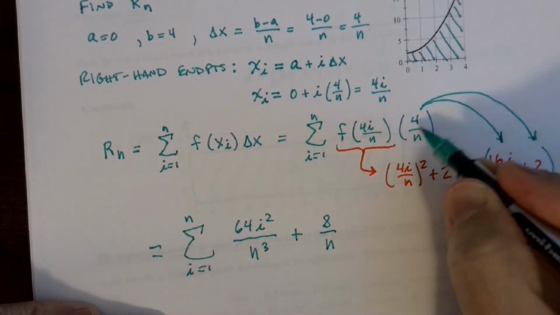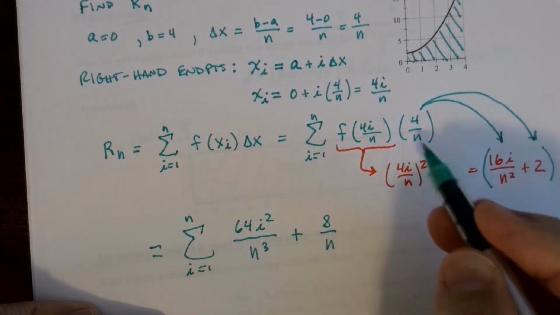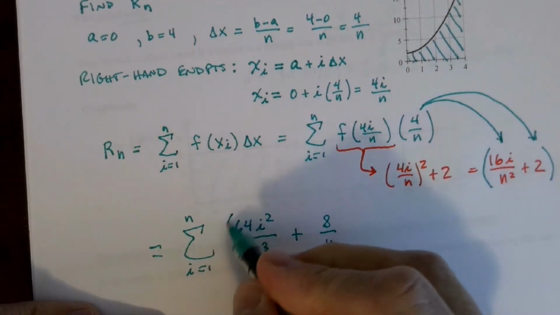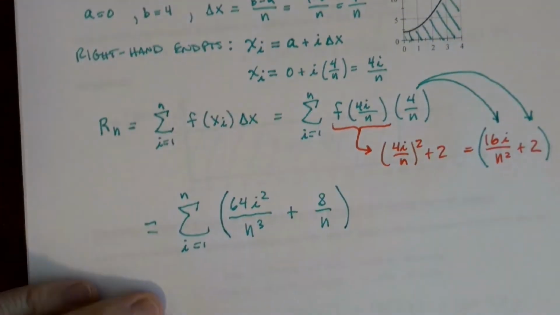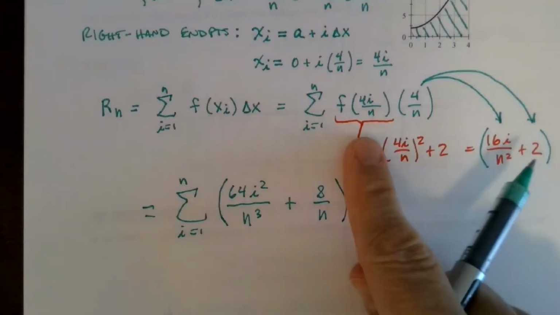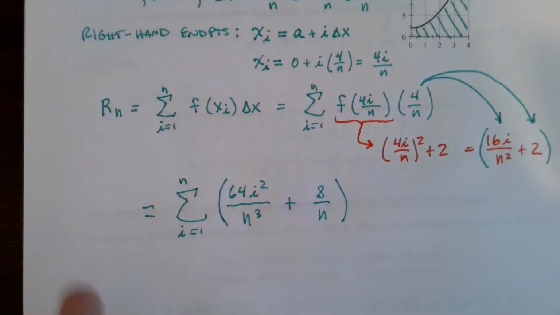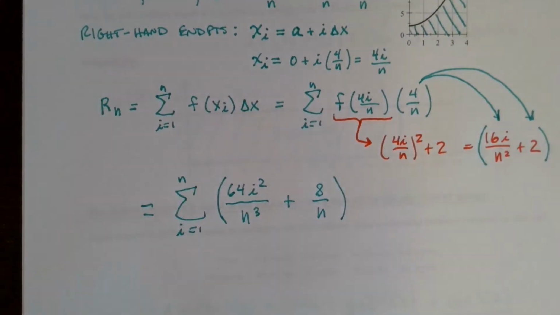So see what I've done? I multiplied 4 over n times 16i squared over n squared, and then 4 over n times 2. And so here's my summation. Okay? So that's what you want to do. You want to evaluate the function, and then you want to multiply by delta x. Okay, that's one way you could do it. We could do some other things, but I'd like to do it this way.